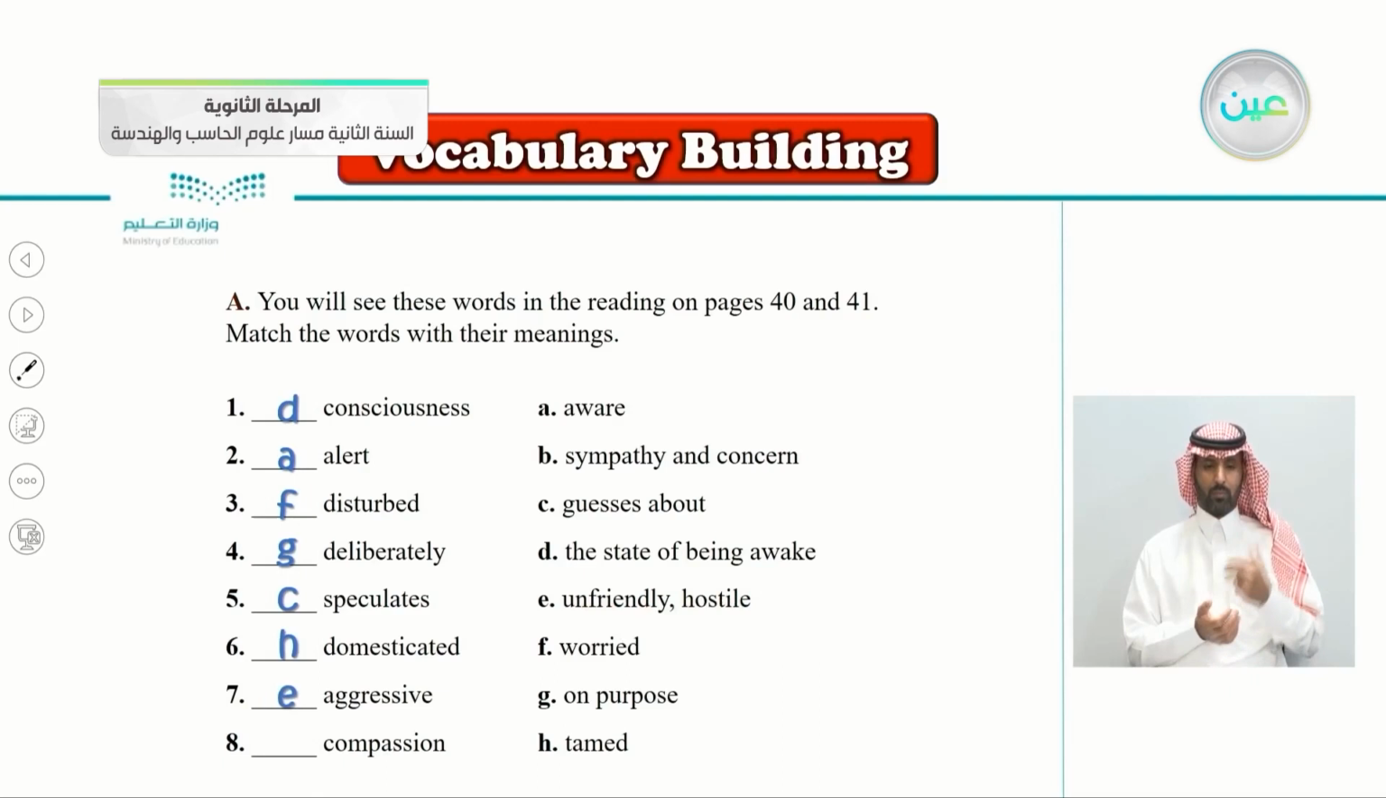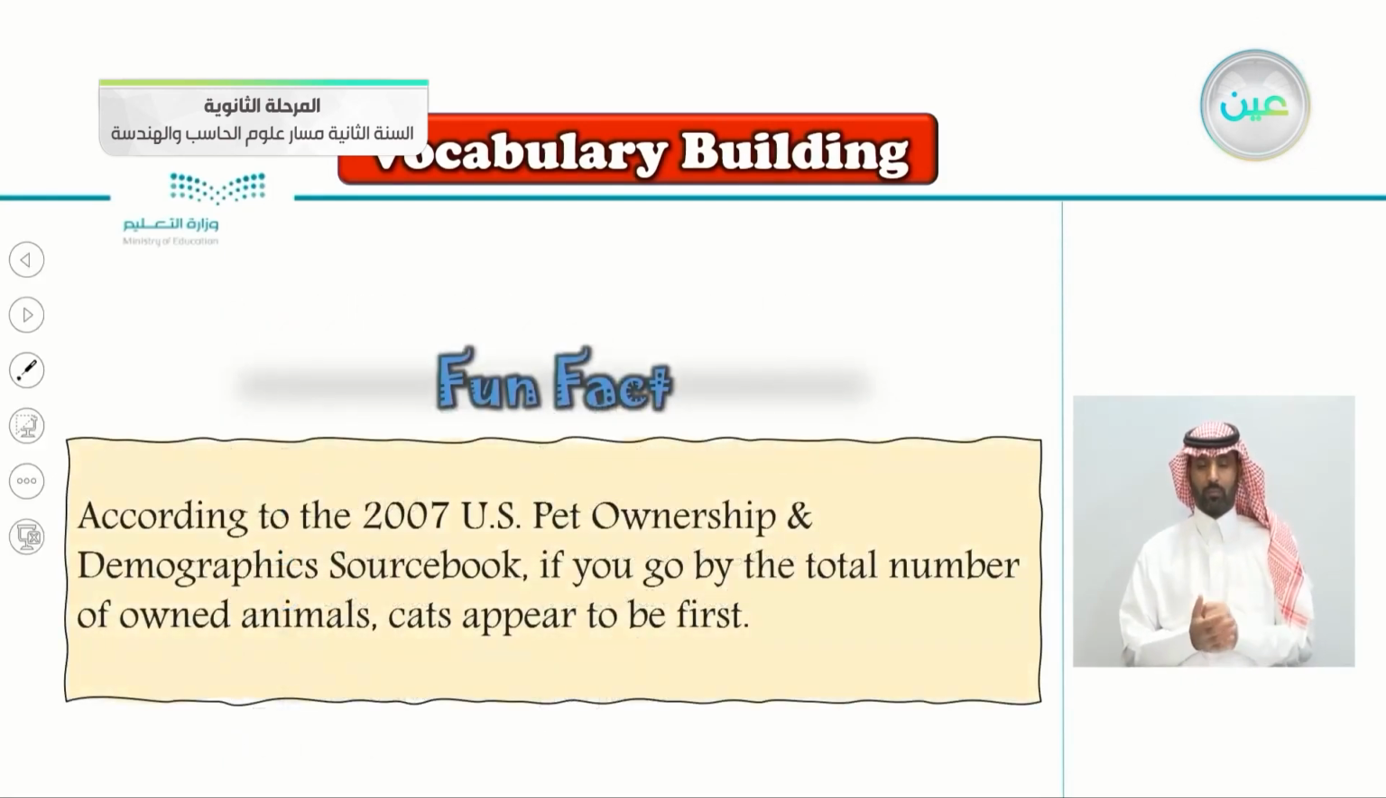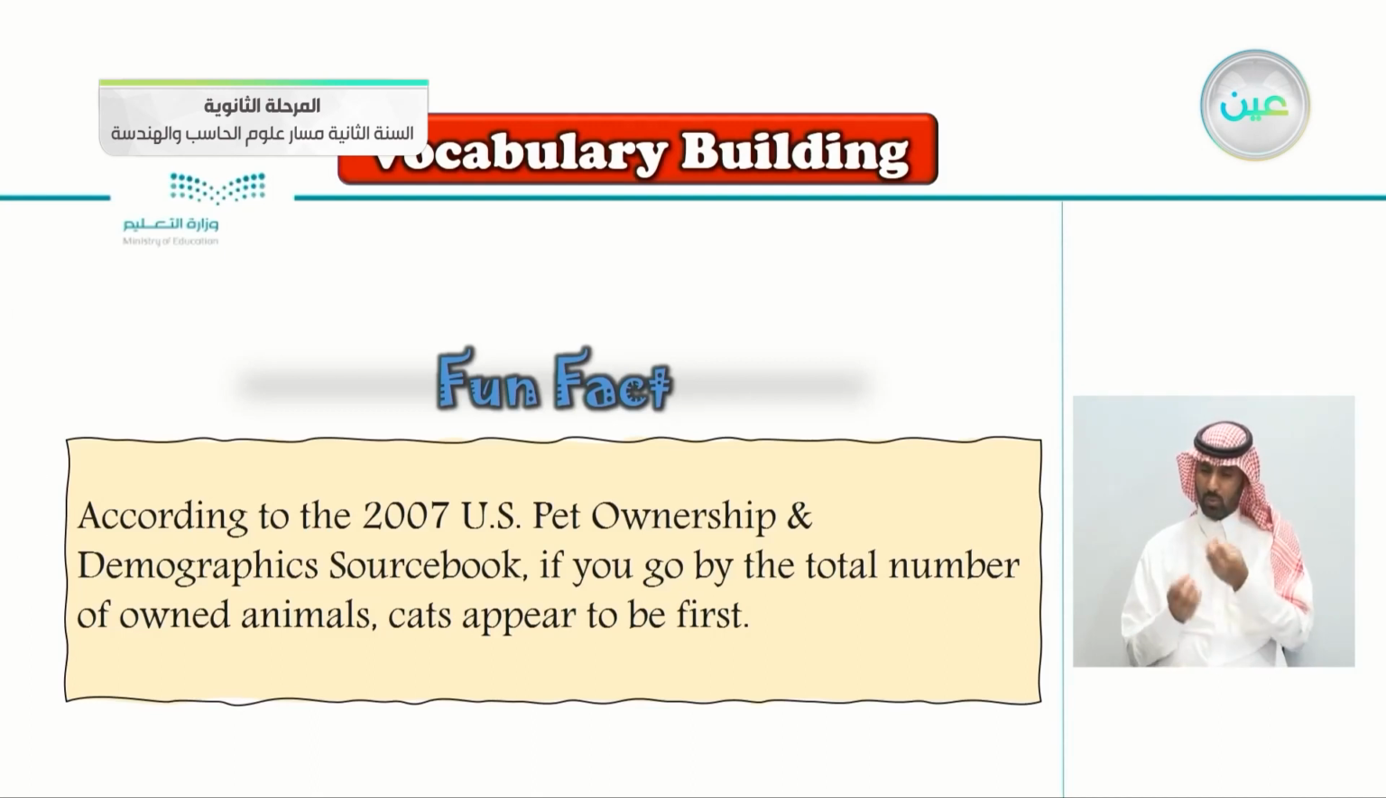And the last one, number eight, compassion, goes with the letter B: sympathy and concern. Here's a fun fact for you. According to the 2007 U.S. Pet Ownership and Demographic Sourcebook, if you go by the total number of owned animals, cats appear to be first. So people bought lots of cats before.